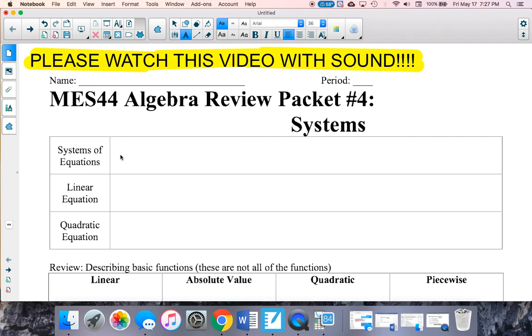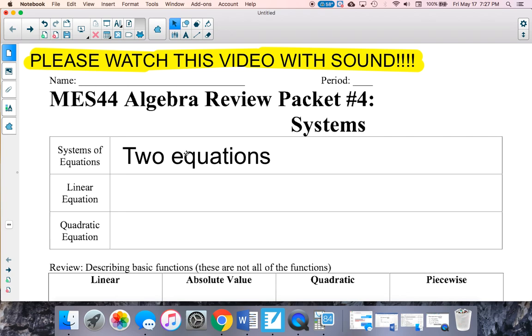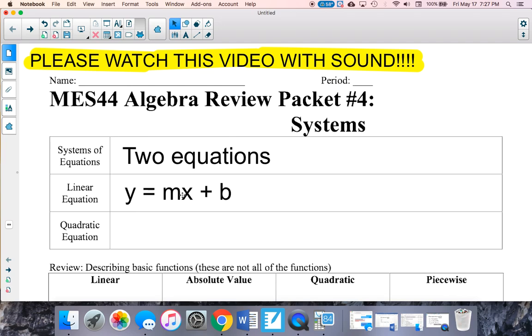Systems of equations. Anytime we see the word systems, as far as we are concerned, we are thinking about two equations, or two functions, two rules. We have to somehow solve them. A linear equation, in standard form, is y equals mx plus b. It has a highest variable of 1, and it is going to be a line.